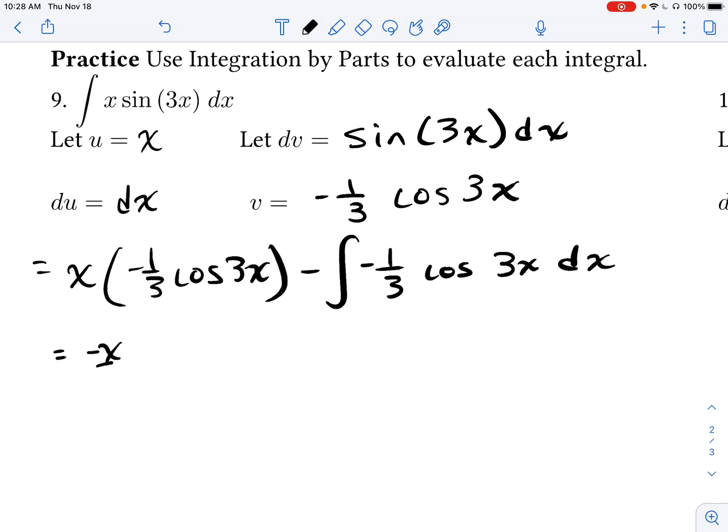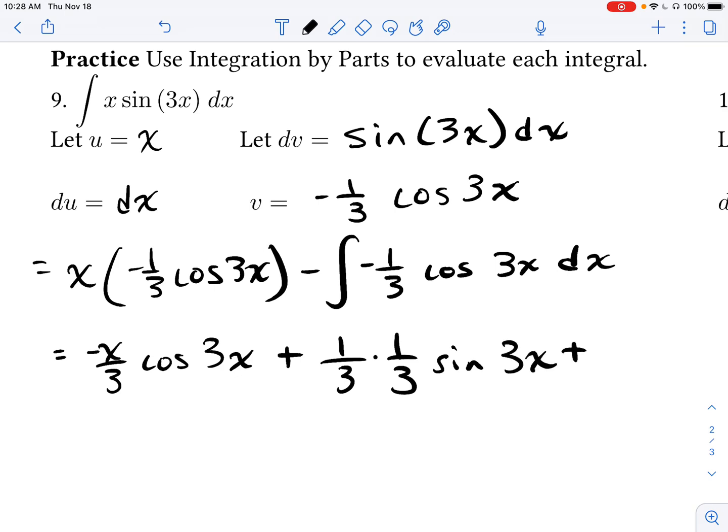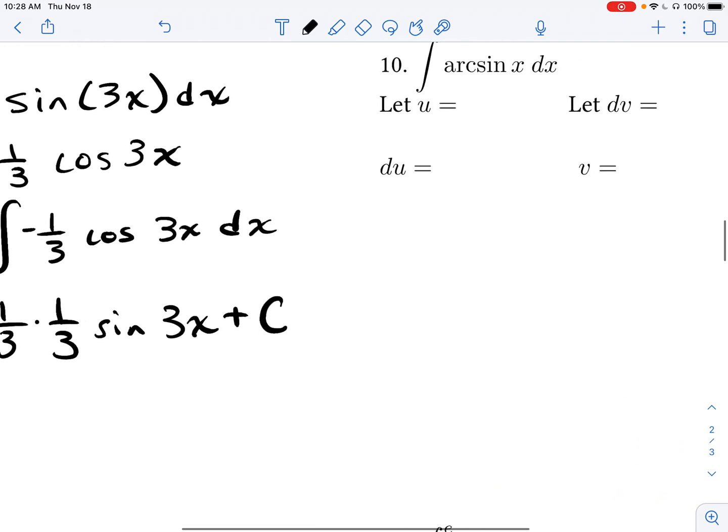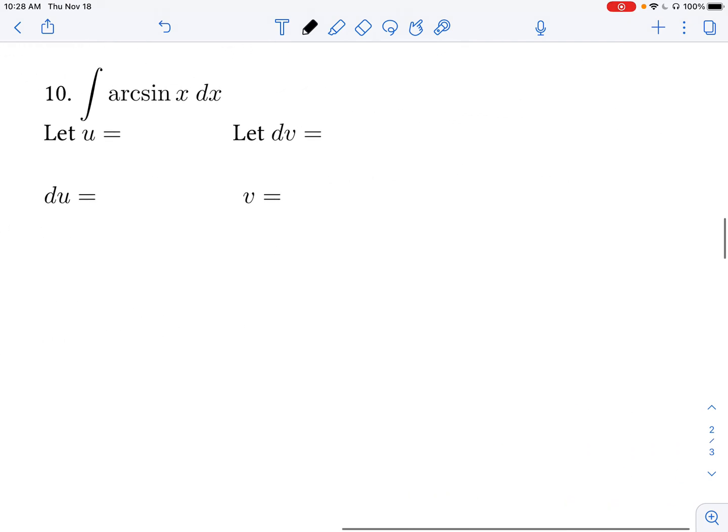We can say this is negative x over 3 cosine 3x. If we move that one negative to the outside but integrate here, we see that we need a 3 in here, so we would say that this is plus 1/3 times 1/3 sine of 3x plus c. Okay? All right, let's try something like number 10.